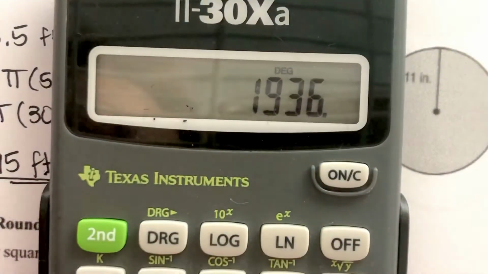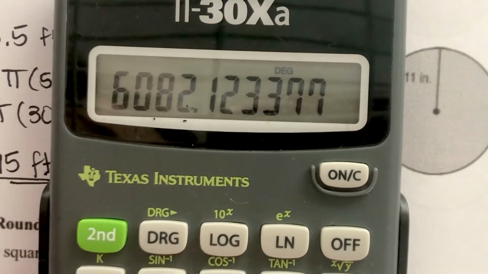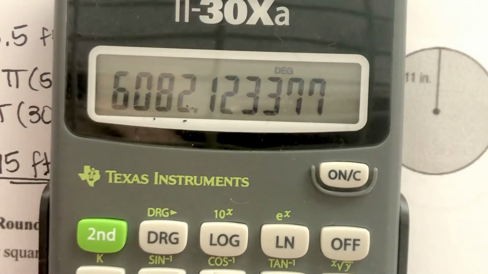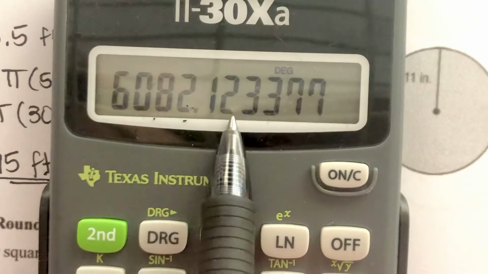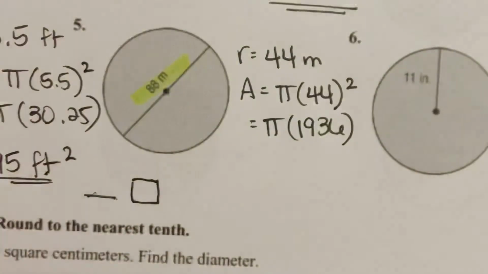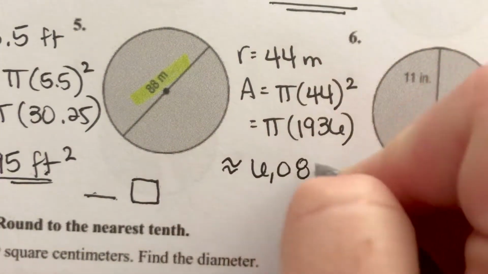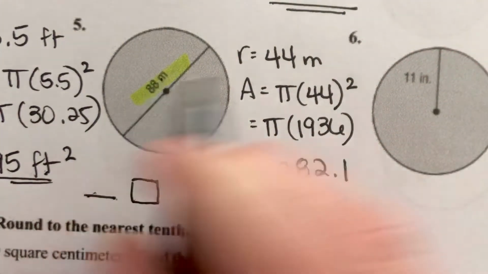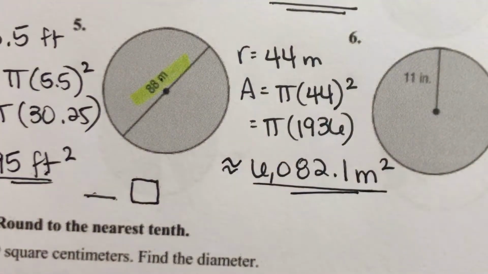I just left it in my calculator, so I hit times the pi button equals 6,082.1, and then the number next to the 1 is a 2, so we're not going to round that 1 up. So it's about 6082.1. That's in meters, and they're squared because it's area.